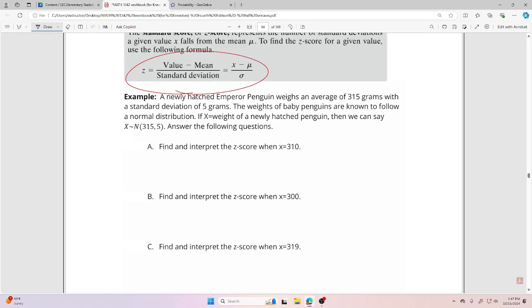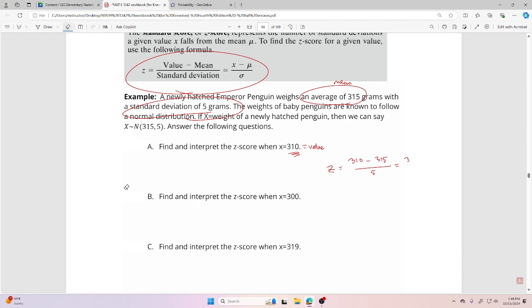So, newly hatched emperor penguins. I love penguins. They have an average of this many grams, with this standard deviation. The weights of the baby penguins are normally distributed. What is the z-score whenever we have a penguin that's 310 grams? So that's the value. Notice that this right here is the mean, and this right here is the standard deviation. I'm just going to put it all together: value minus the mean, all over the standard deviation. Now I need to use a calculator, but I think we can probably get this.